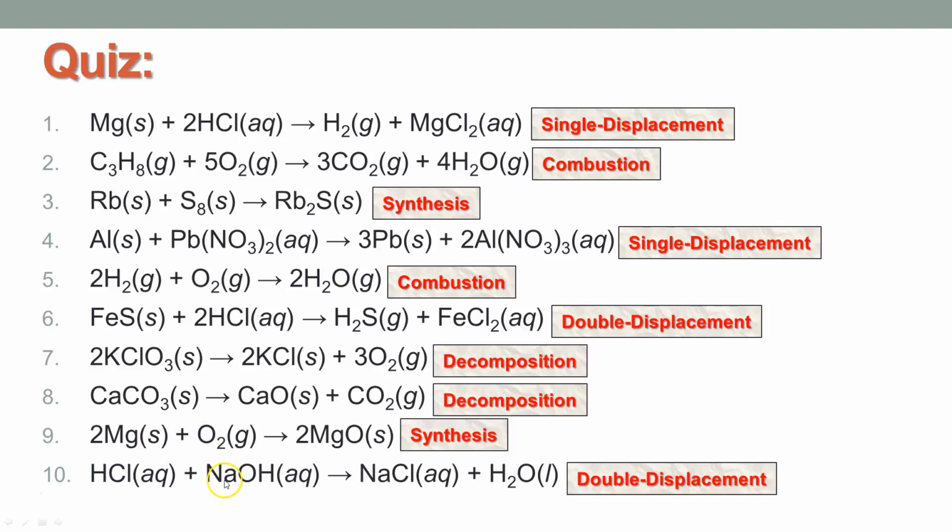The hydrogen and the sodium are going to switch who they came with. Sodium came with hydroxide, going to leave with chlorine. Hydrogen came with chlorine, going to leave with the hydroxide forming water right there. So there we have it, our 5 types of reactions.